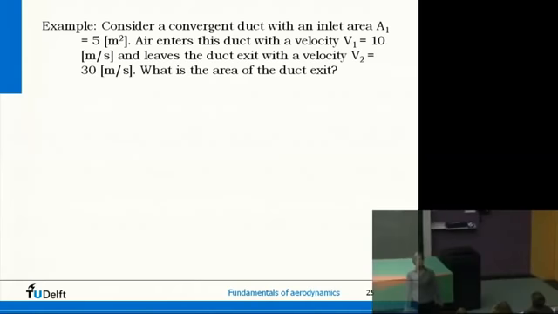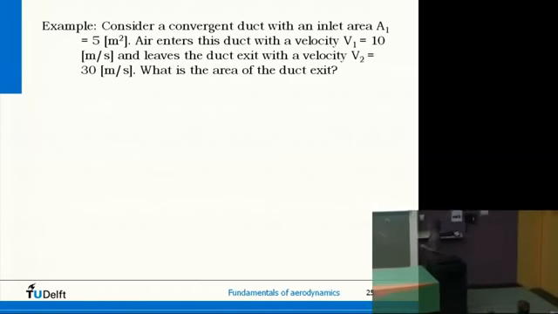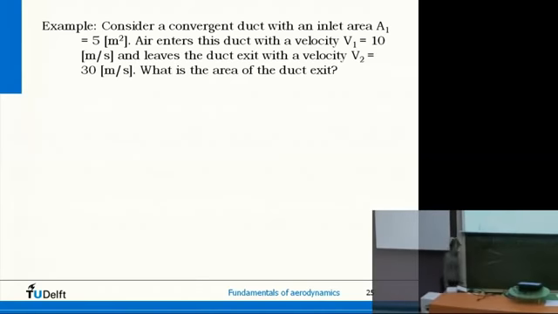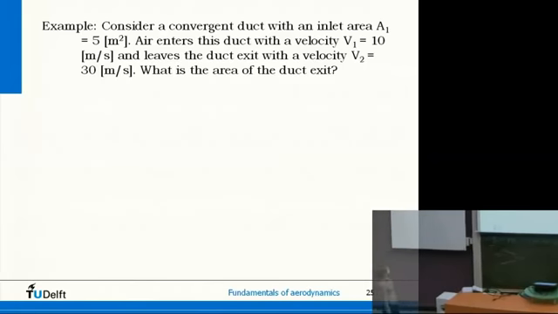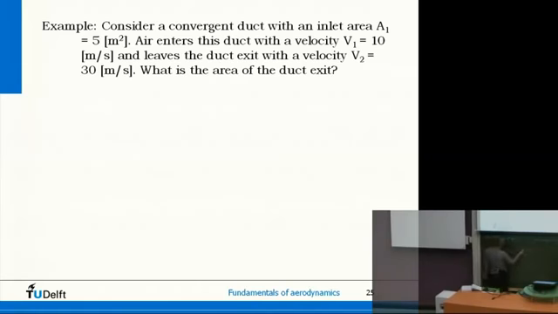Now we can do a simple example again with this. Suppose we have a converging duct, a converging channel. So a converging duct is like this, right? Flow in, flow out. Inlet area A1, 5 meters squared, is given. V1, the entrance velocity, is given. And we have, of course, an A2, the exit area, and a velocity at the exit. The question is to compute the area of the duct exit, A2.